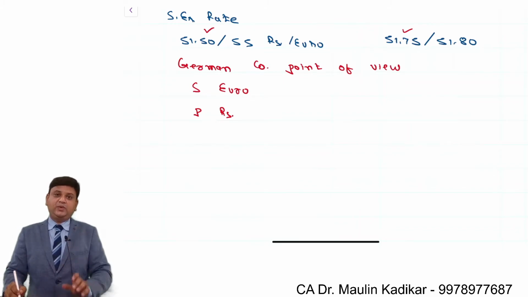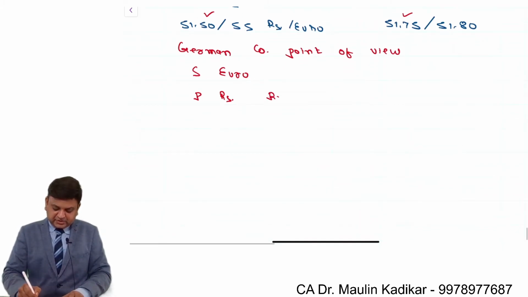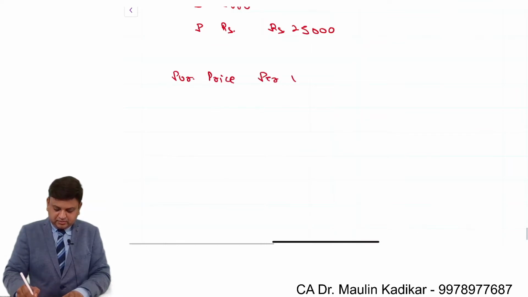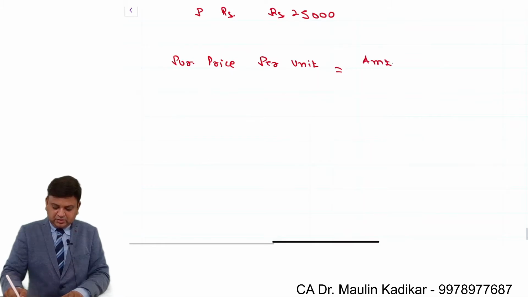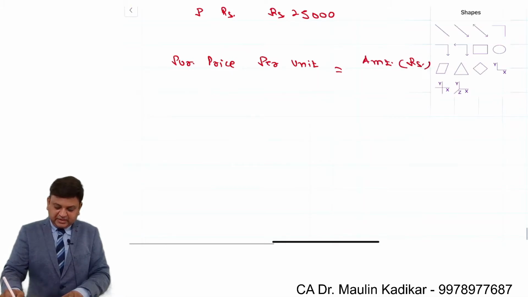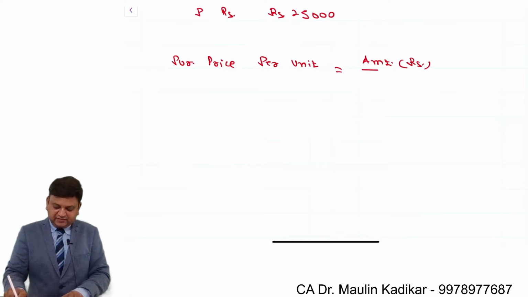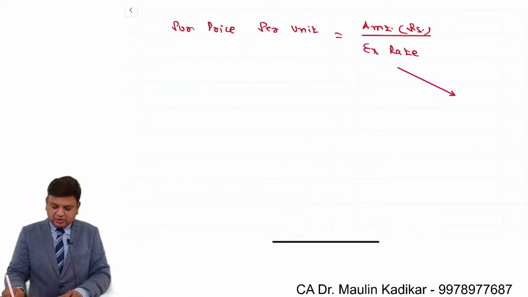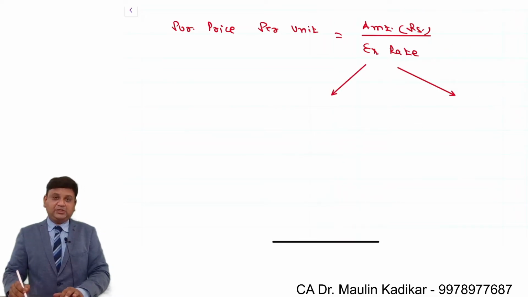The consideration is provided in rupee terms. There is an amount of rupees 25,000. So we can say that the purchase price per unit is equal to the amount in rupee terms divided by the exchange rate. This is the way the price per unit can be calculated, using the exchange rate in the first part of the question and the exchange rate in the second part of the question.